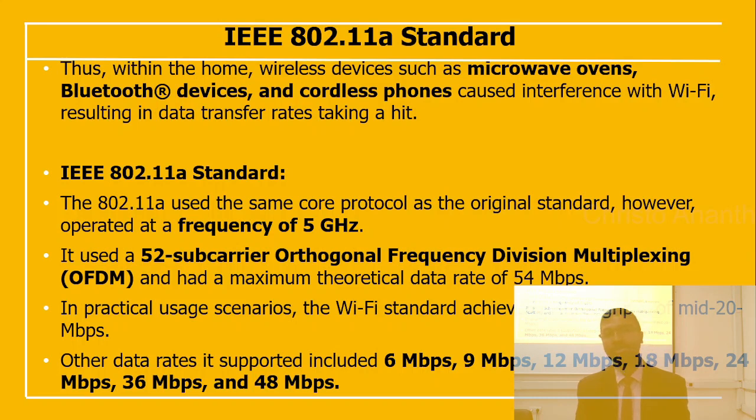The 802.11a standard used the same core protocol as the original standard. However, it operated at a frequency of 5 GHz. It used 52 subcarrier OFDM, orthogonal frequency division multiplexing, and had a theoretical data rate of 54 Mbps. In a practical scenario, the Wi-Fi achieved a throughput of the mid 20 Mbps. Other data rates were 6 Mbps, 9 Mbps, 12 Mbps, 18 Mbps, 24, 36 and 48 Mbps.